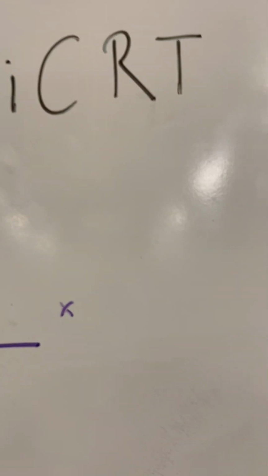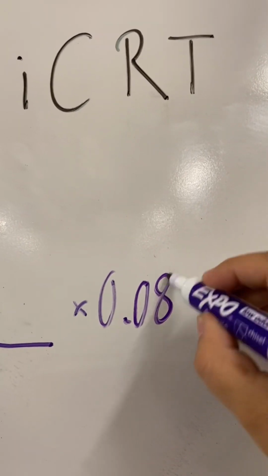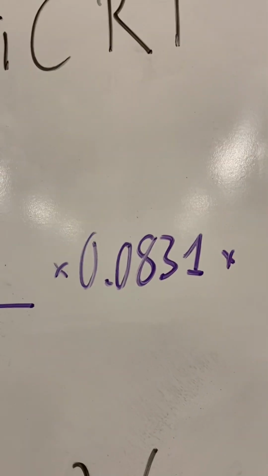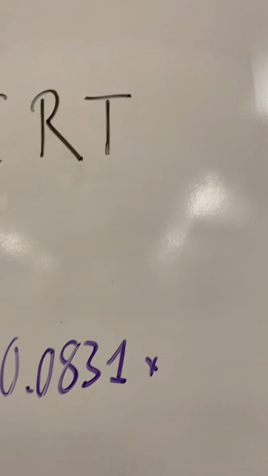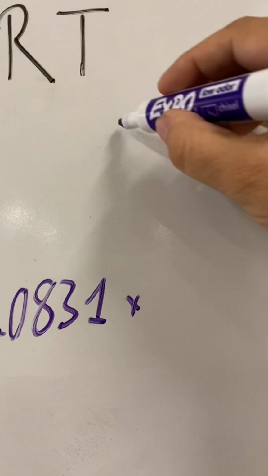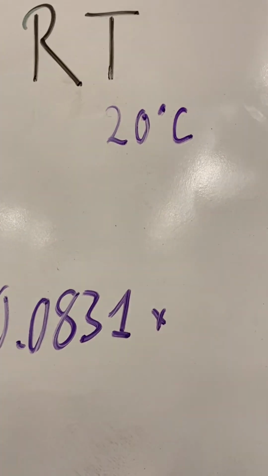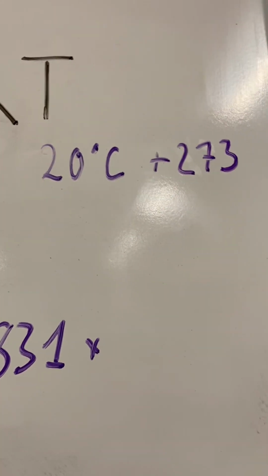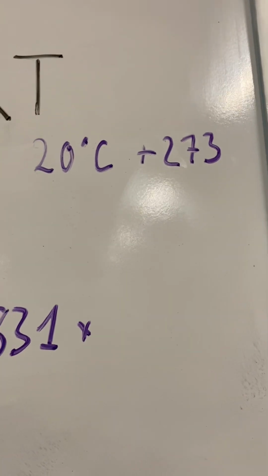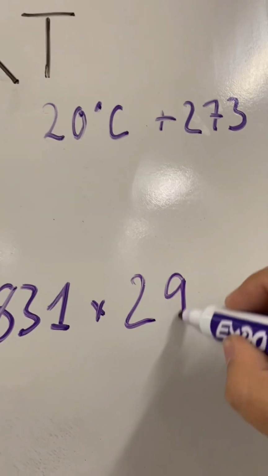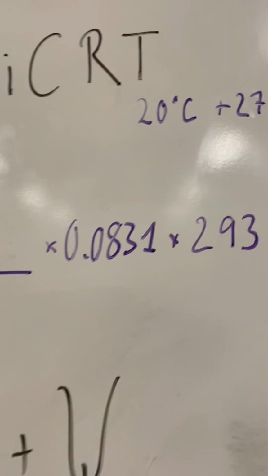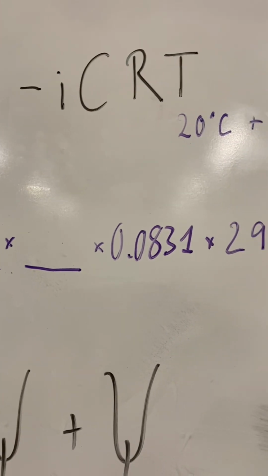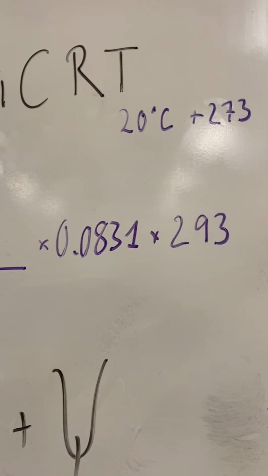Times 0.0831. That is a constant. You do not have to memorize the constant. Constants are always given to you. And then the temperature in Kelvin. So if we use 20 degrees Celsius as our room temperature, you add 273. That's Kelvin. So 273 plus 20 is 293. So this is what you calculate: -1 times the concentration that you read off, times 0.0831 times 293.